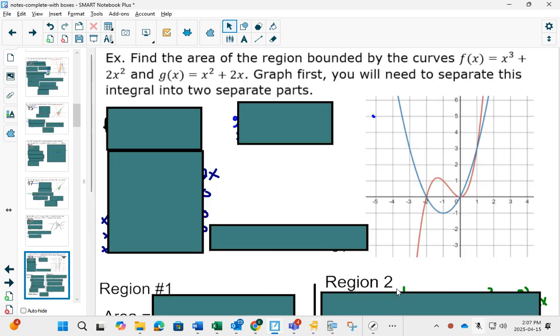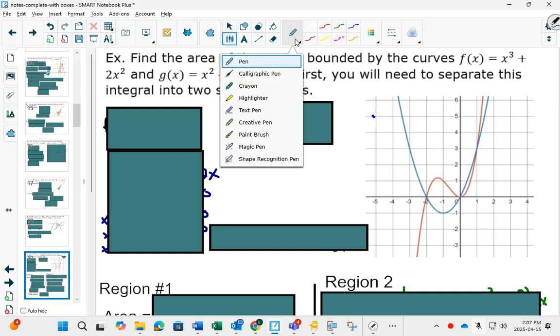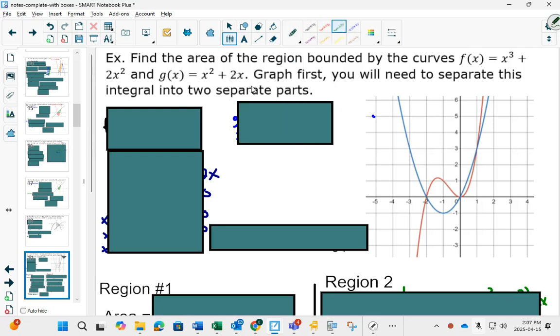This one's kind of interesting because they want to find the area of the region bounded by the curves, and you've got an x cubed graph and a parabola. And if I color code this, there's actually 2 places. We've got this area here that's in between the 2 curves. And we also have this area here in between the 2 curves.